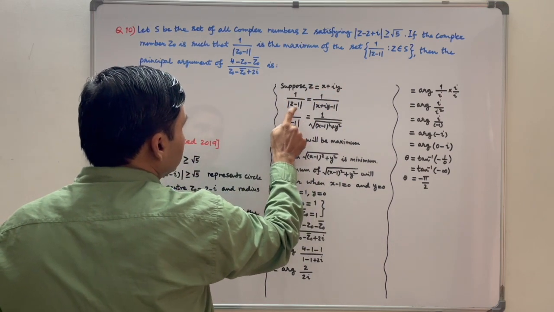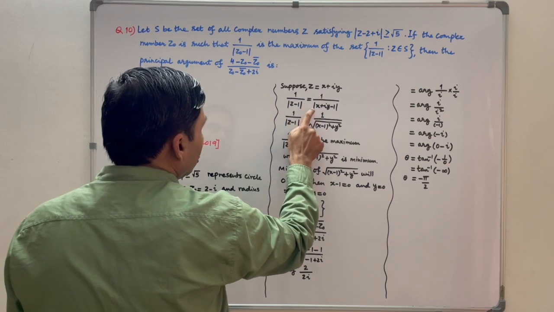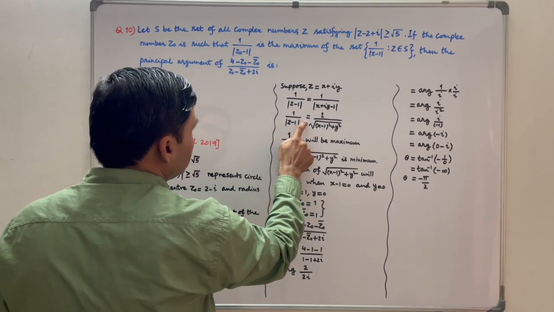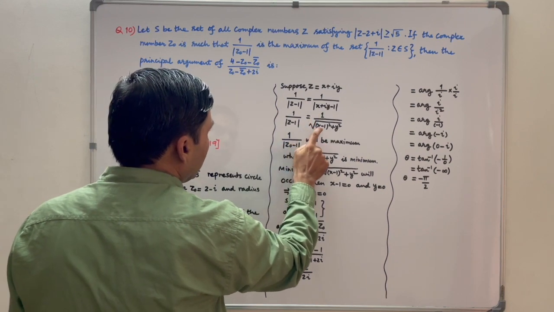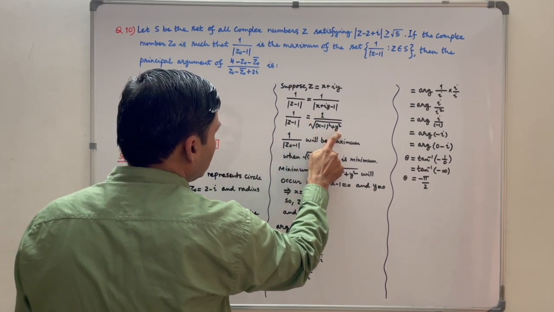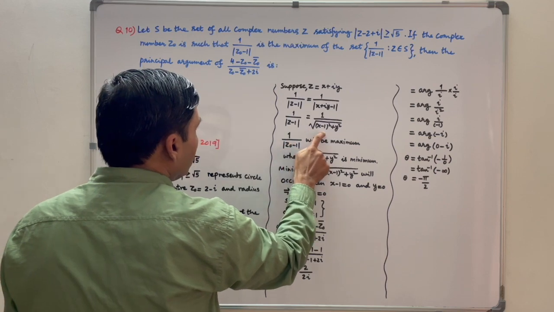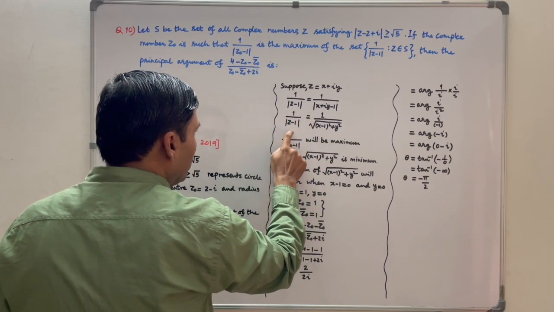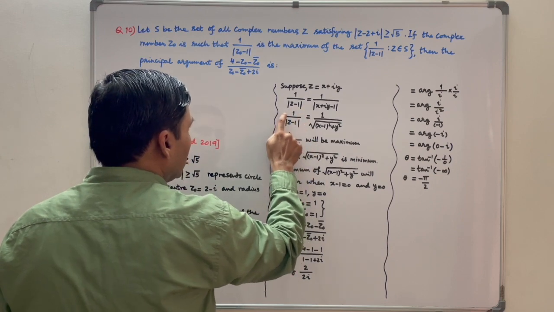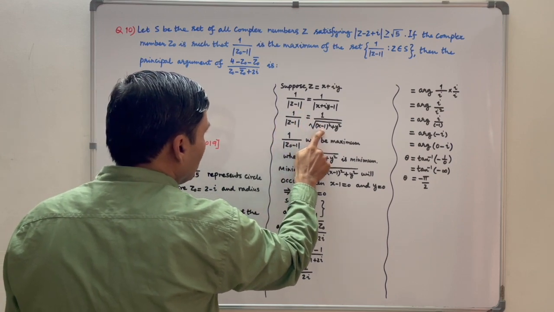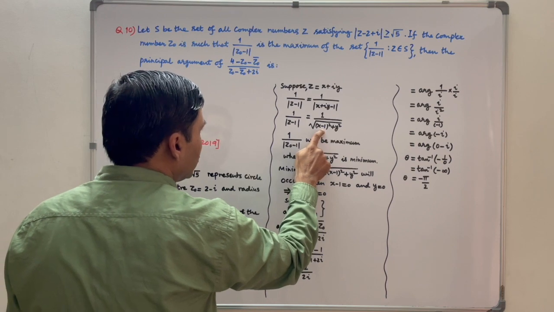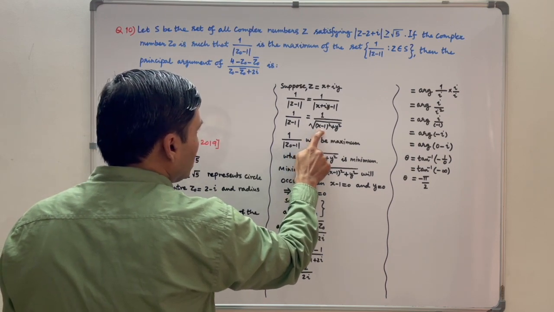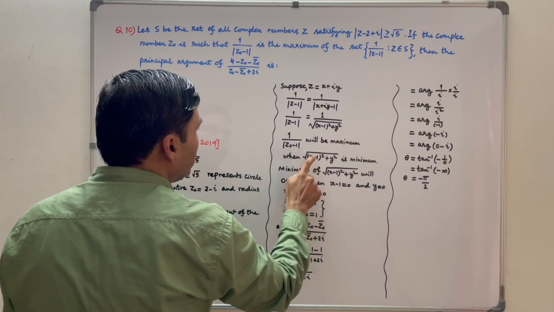So 1 upon mod z minus 1 is equal to 1 upon mod x plus iy minus 1. Or 1 upon mod z minus 1 is equal to 1 upon under root (x minus 1) whole square plus y square. In this equation, on both the sides in numerator, it is 1. So maximum value of left hand side will occur when it is minimum value of the denominator of right hand side. So we can say that under root (x minus 1) whole square plus y square should be minimum.